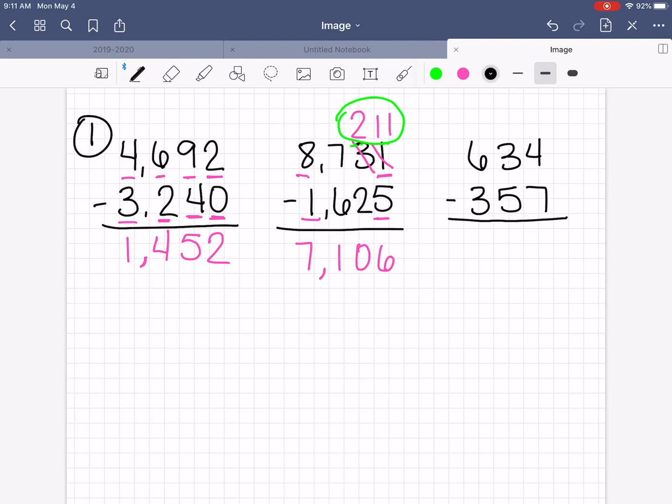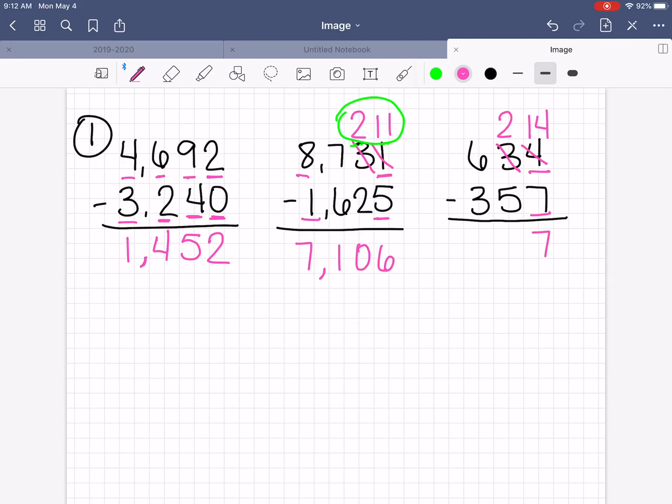Now for this next one, we're going to have to rename a little bit more, okay? So here I have 4 minus 7. I can't do that. So I'm going to cross out my 3 and make it a 2. I'm taking 1 from it, and my 4 becomes a 14. Now, can I do 14 minus 7? Yes, I can. 14 minus 7 is 7.